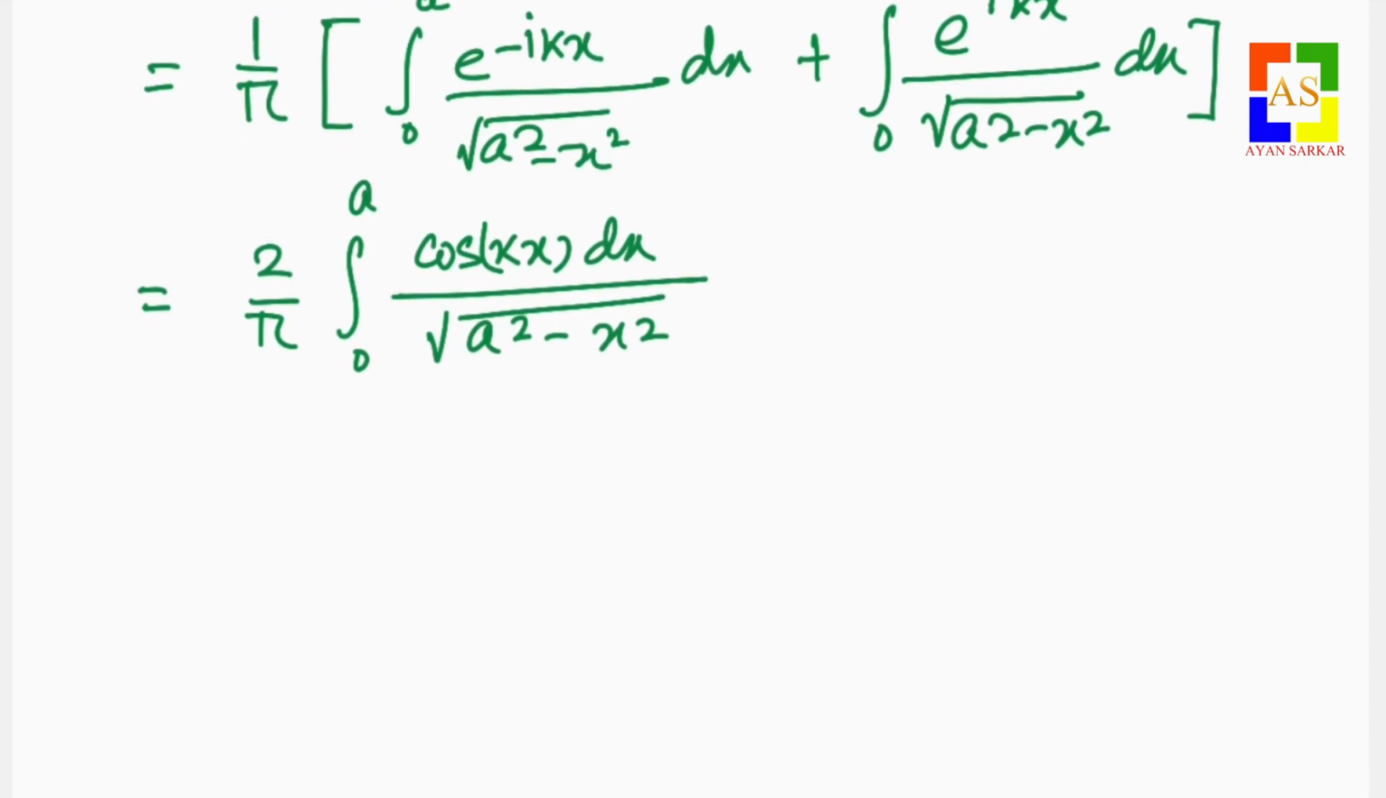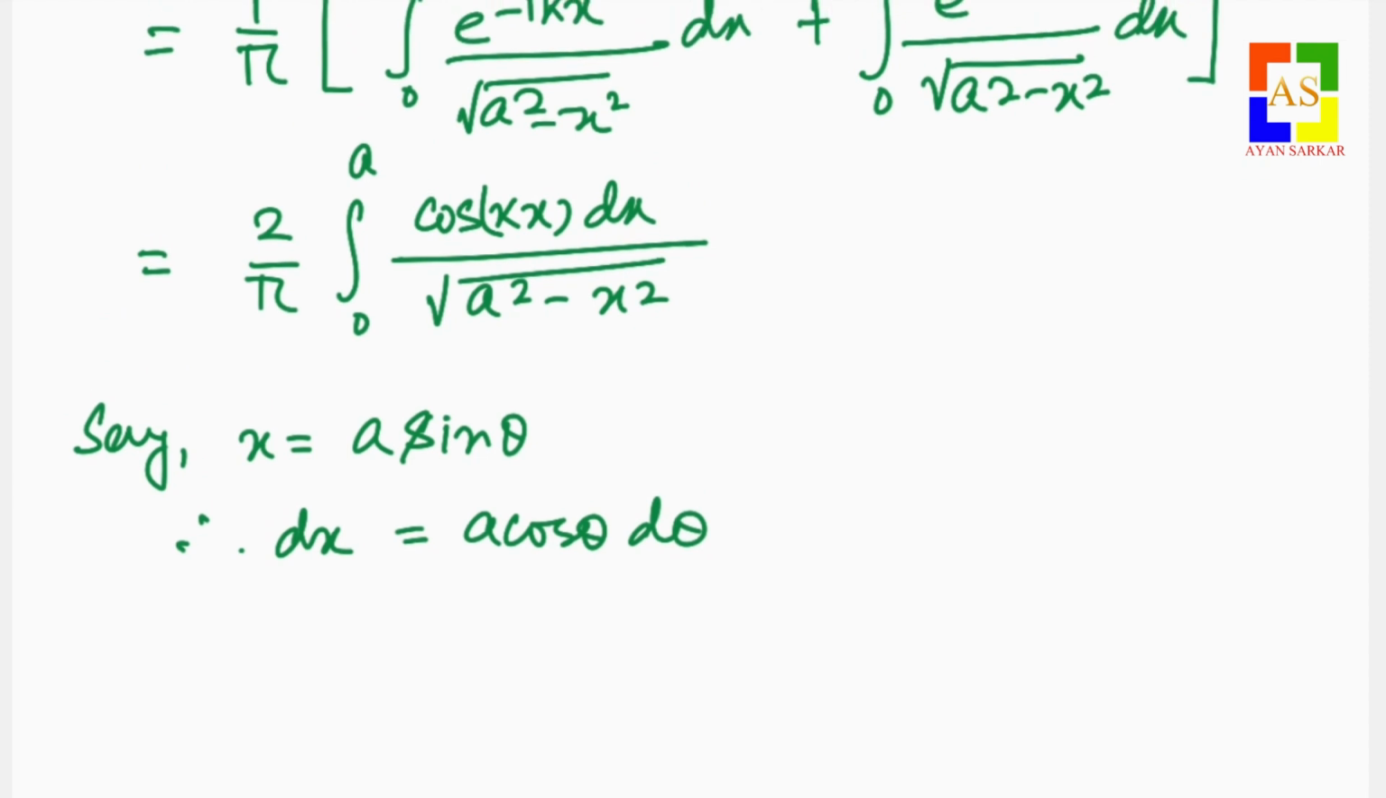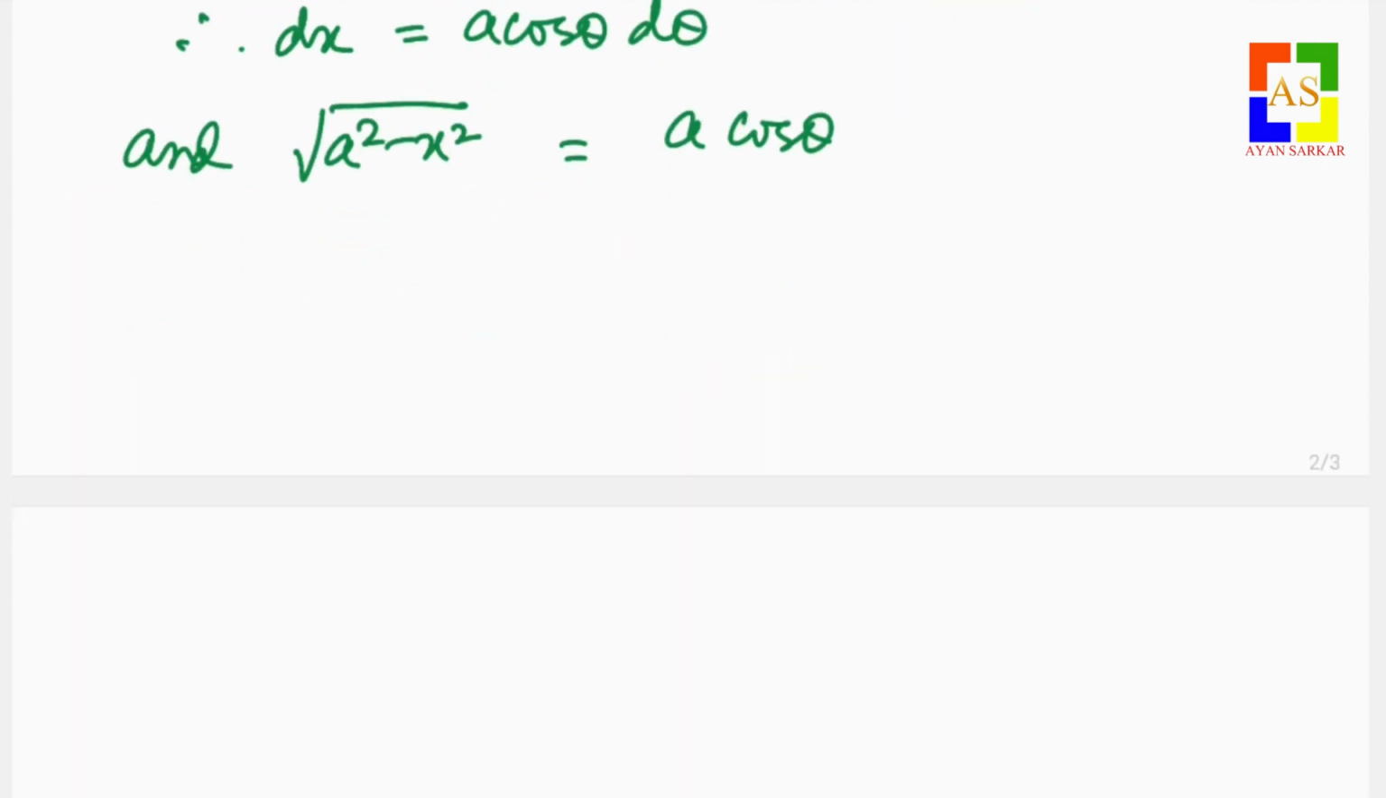Now we can say x is equal to a sin theta. Hence dx would be a cos theta d theta, and root over a square minus x square would be a cos theta.